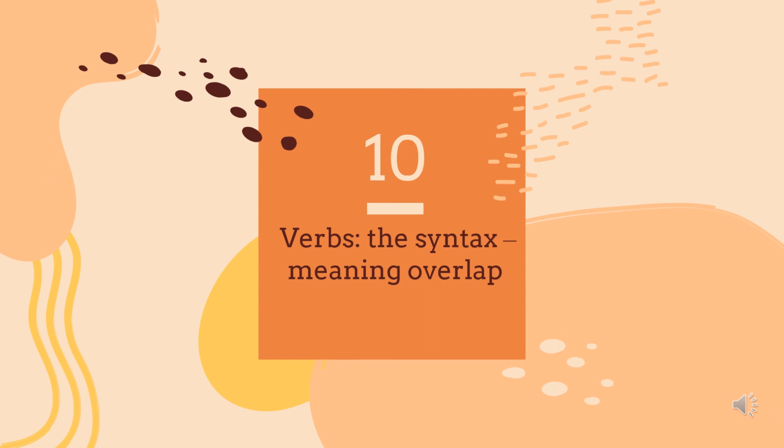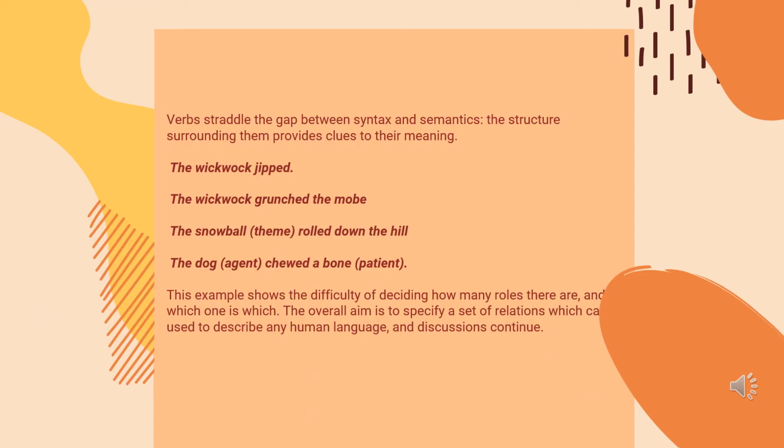Verbs: the syntax and meaning overlap. Verbs straddle the gap between syntax and semantics. The structure surrounding them provides clues to their meaning. For example, the Wickwalk jipped. Here, the Wickwalk has clearly done something alone, maybe jumped, or he cubed. Or another example, the Wickwalk grunched the mope. In this case, the Wickwalk has done something or other to something else.